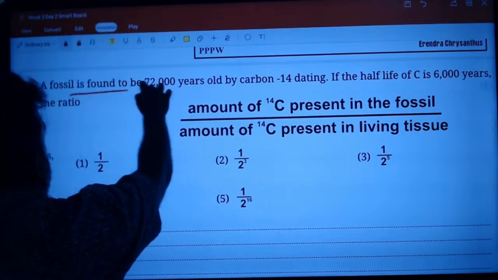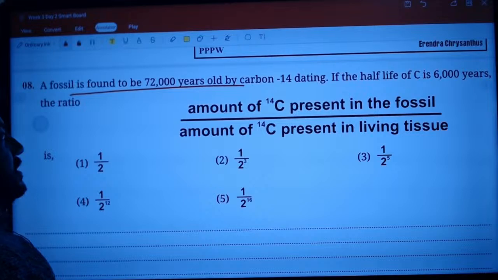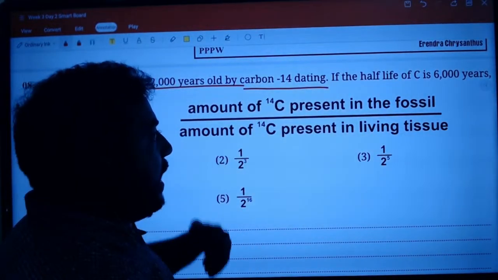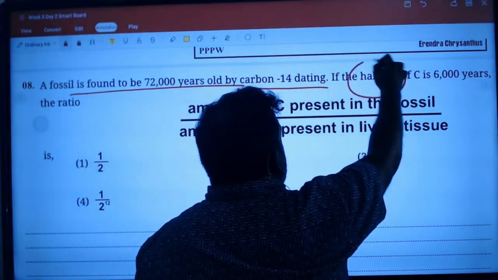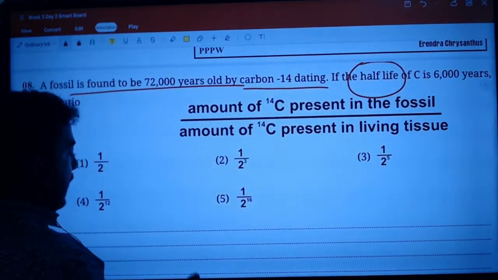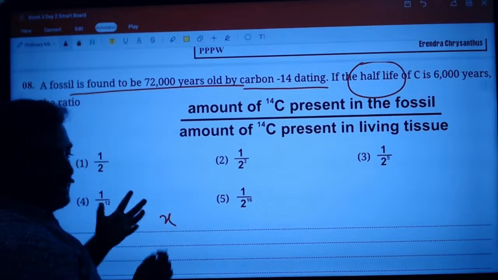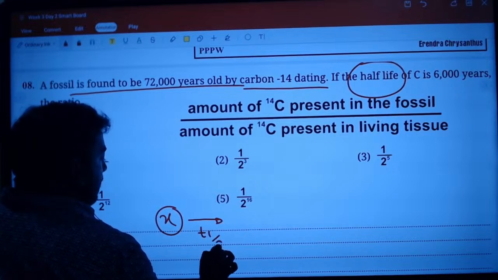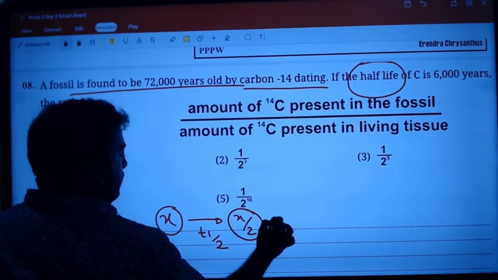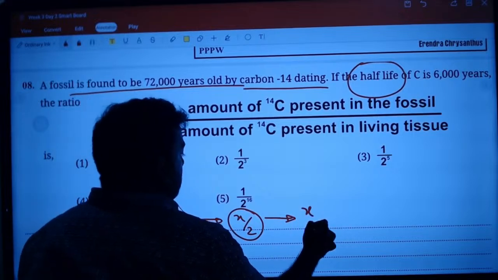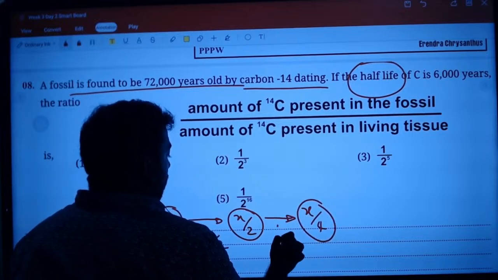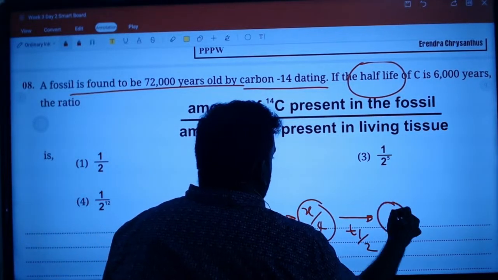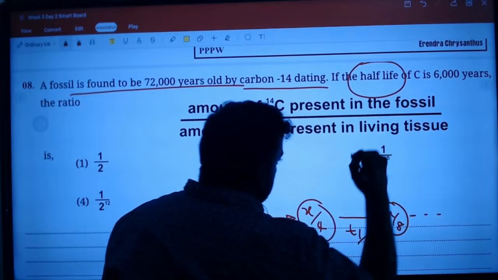A fossil is found to be 72,000 years old after carbon dating. Now what do you mean by half-life? Half-life is the time taken by a radioactive nuclei to reduce to half. Let's say starting radioactive nuclei is X. After one half-life, this becomes X over 2. After another half-life, this becomes half of this, X over 4. After another half-life, this becomes X over 8. Like this it continues.